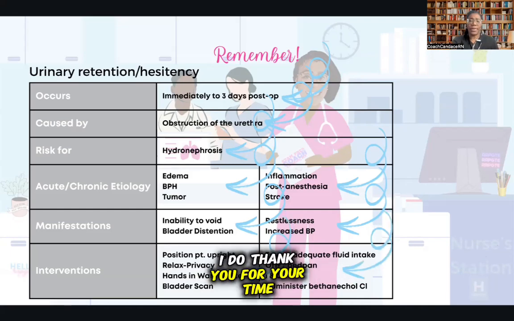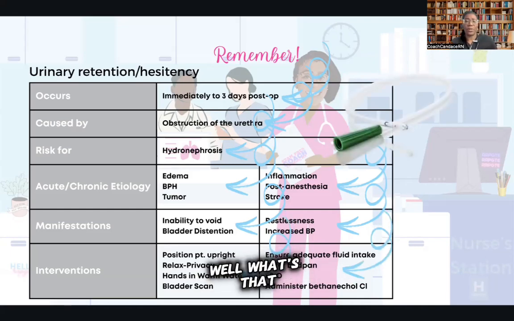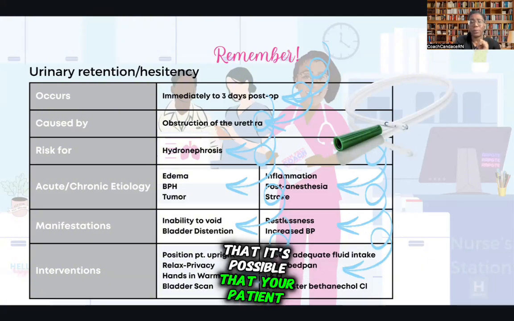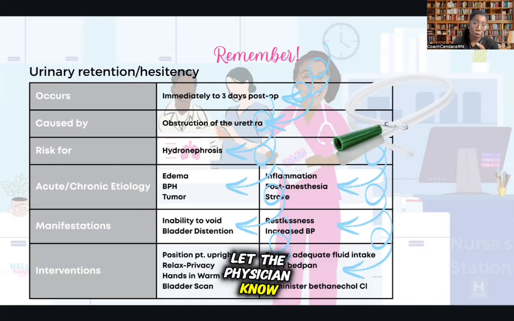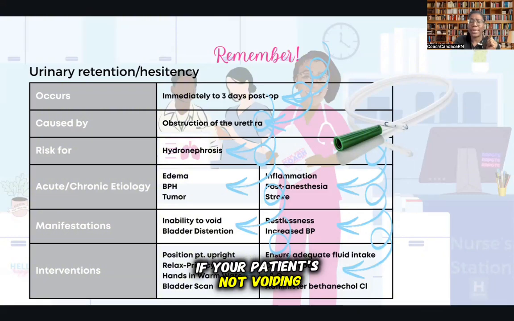All right. Well, I do thank you for your time. Well, what's that? That's a straight cath. We don't have it listed here, but I put it here to remind me that it's possible that a straight cath might be ordered for your patient. So that's why you want to let the physician know if your patient's not voiding, especially if we have all of these other manifestations here and you've tried some of your nursing interventions.